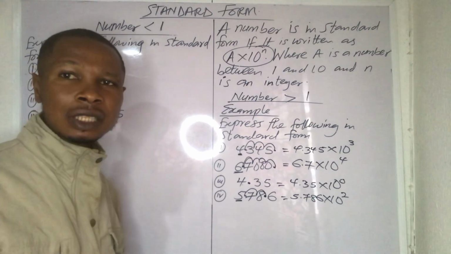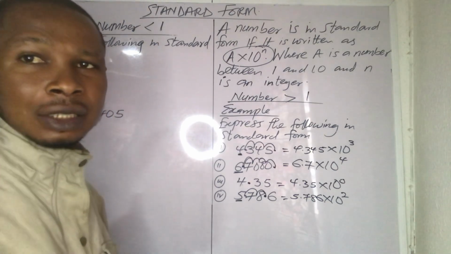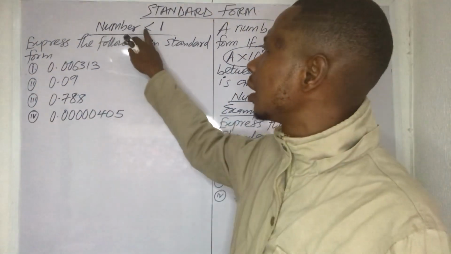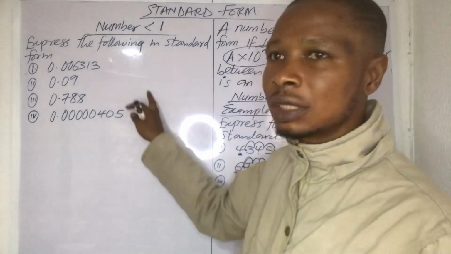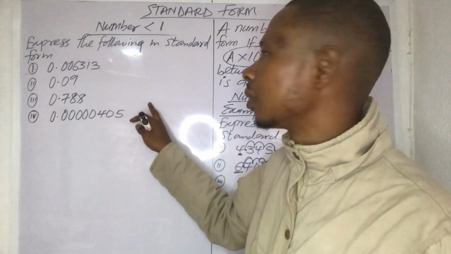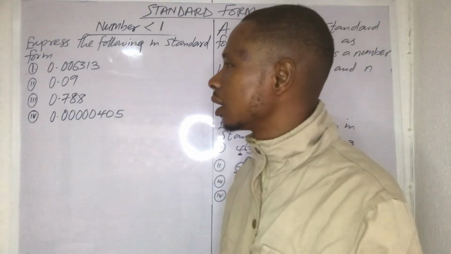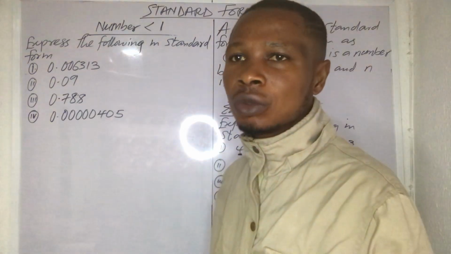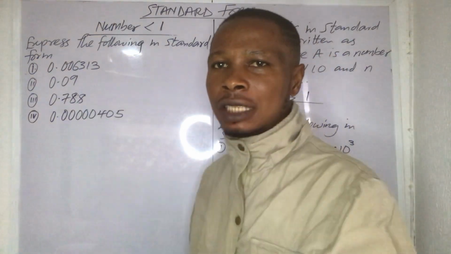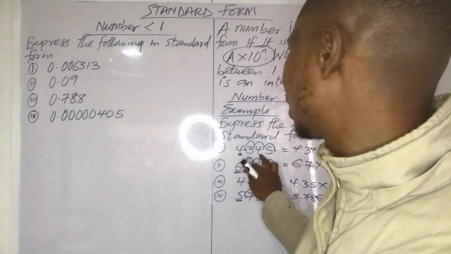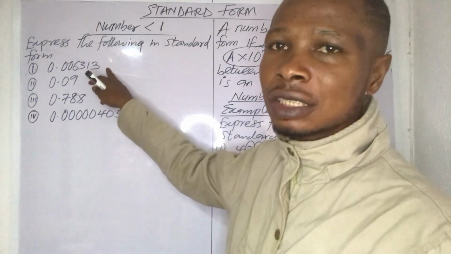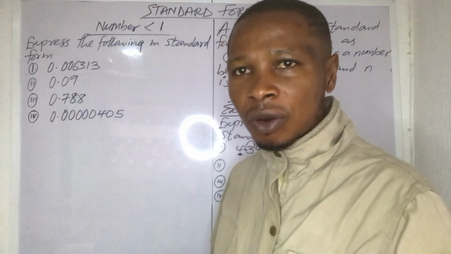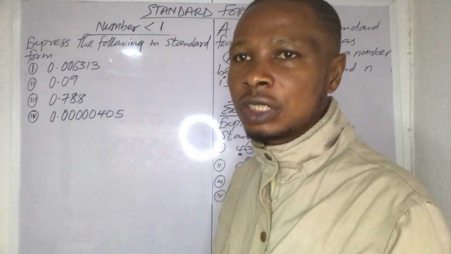Now let's look at standard form of numbers that are less than 1, like the ones we have here. We want to express these ones in standard form, and you check that they are less than 1 because they all begin with 0, to show that they are less than 1. The difference between these and the numbers that are greater than 1 is that the integers in this case will be negative, and the point must move to the front of the first non-zero digit also.